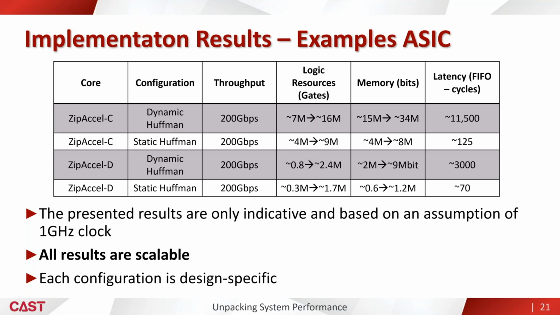So if you need 400 gigabits per second, as we discussed in the previous slides, it will be double the size. For 100 gigabits per second, it will be half the size, etc. And its configuration is design specific. So whenever a developer comes to CAST with a specific request, we make a specific configuration for that design.